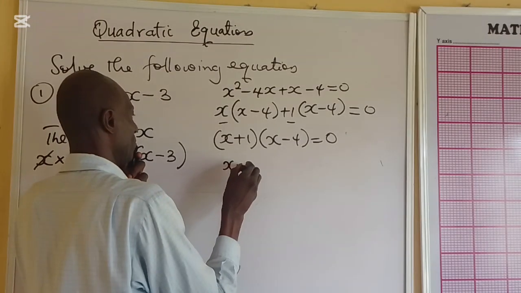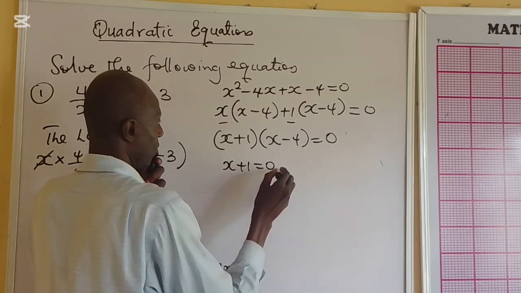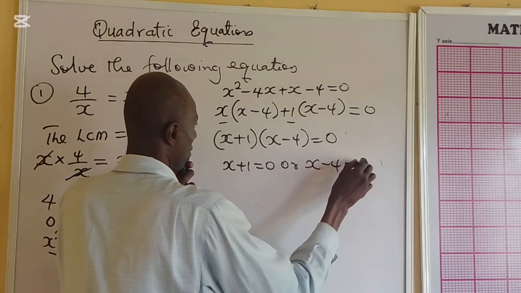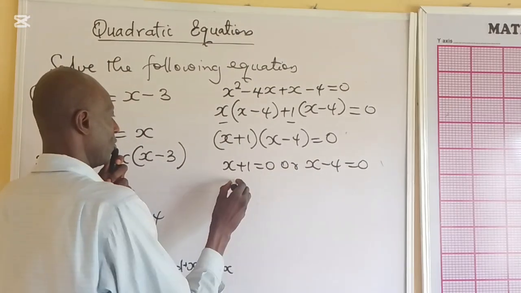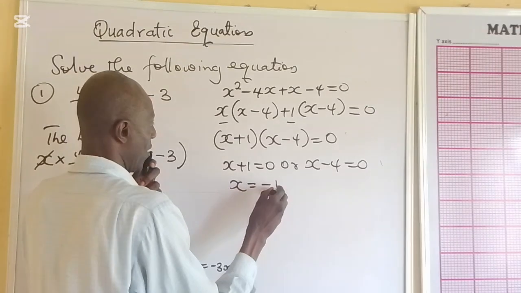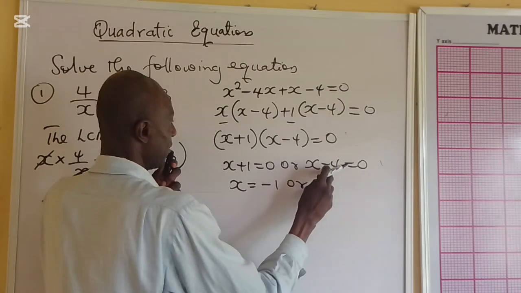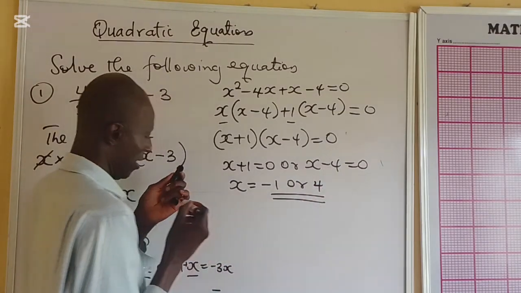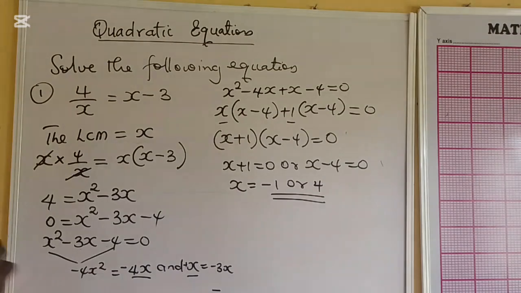Alright, therefore, you equate these two things to 0. I'll now say x plus 1 is equal to 0, or x minus 4 is equal to 0. So what will x be? When this plus 1 crosses to this side, it becomes minus 1, or when this minus 4 crosses to this side, it becomes plus 4. So the answer, or the value for x, is minus 1 or plus 4.